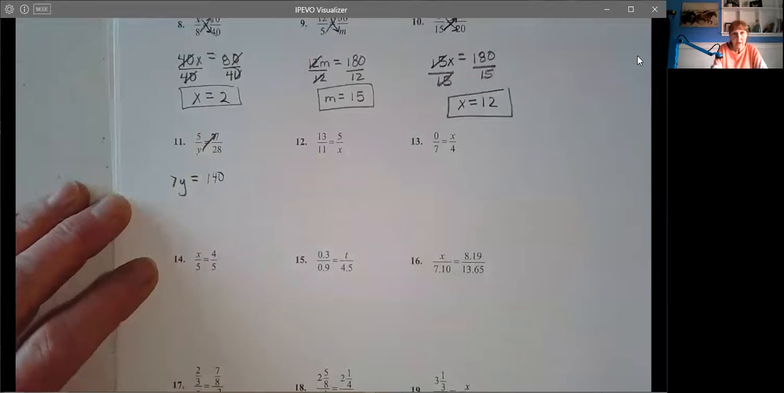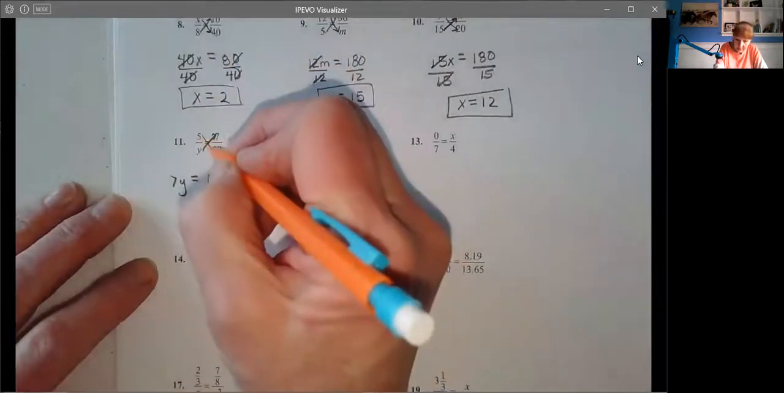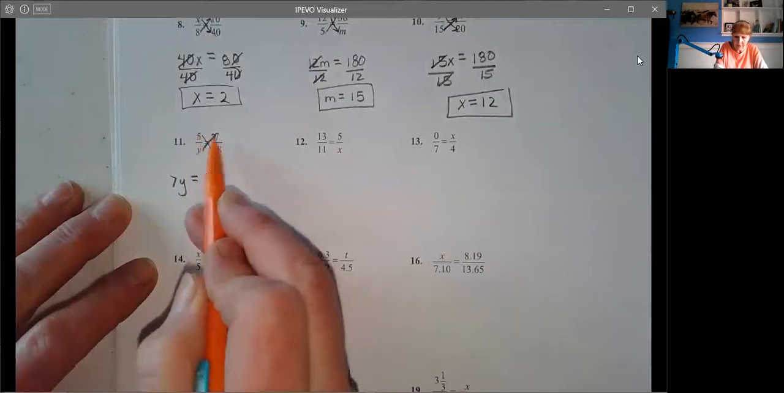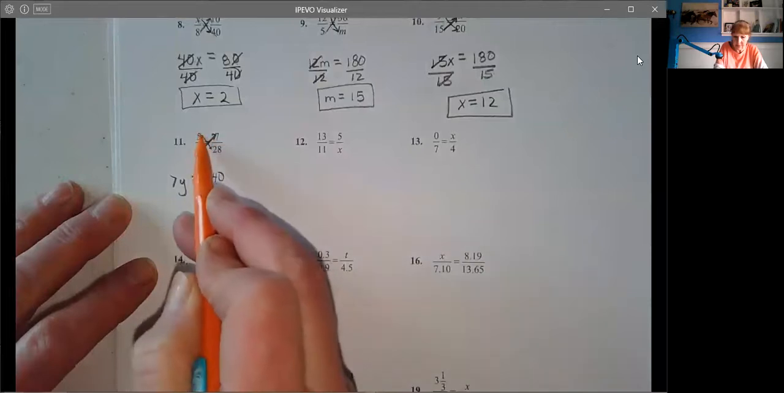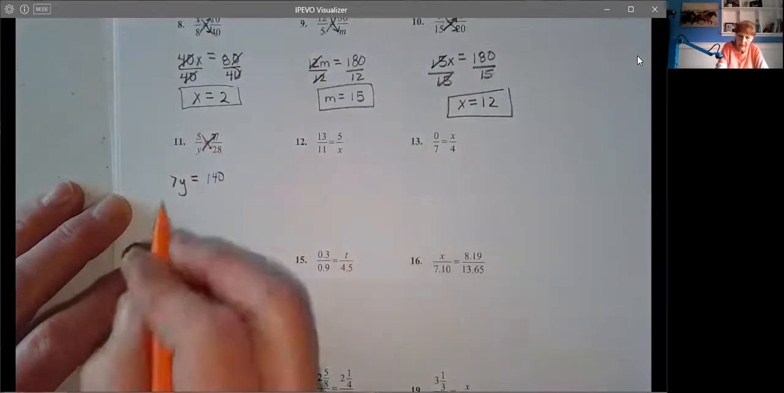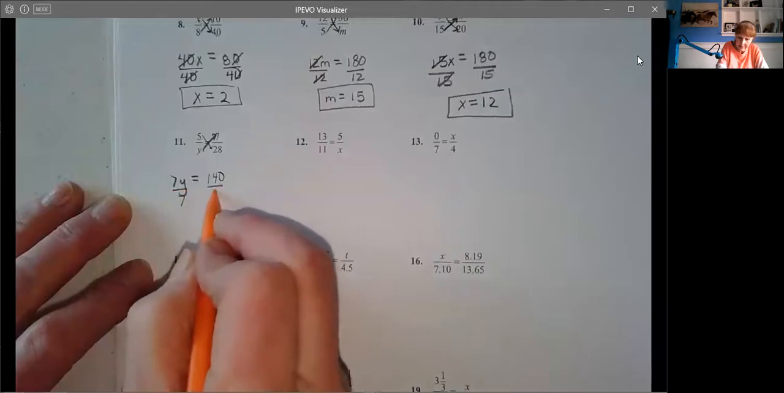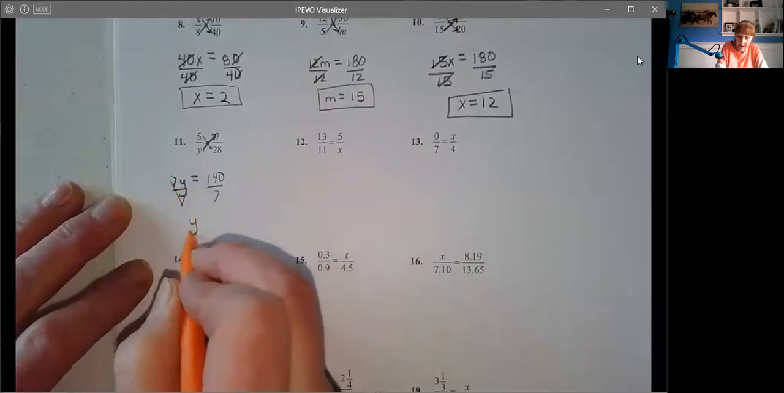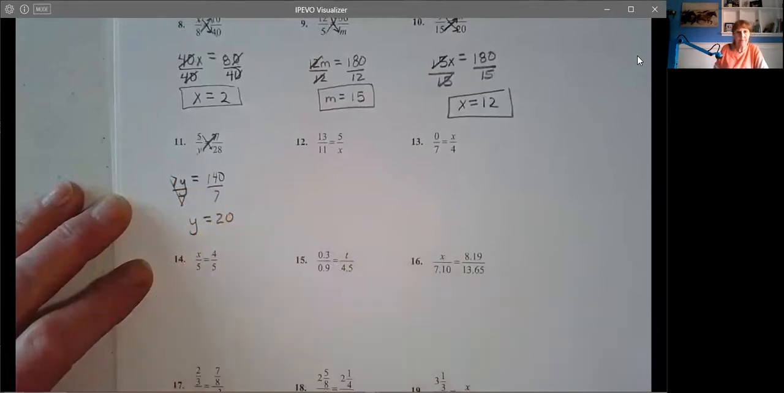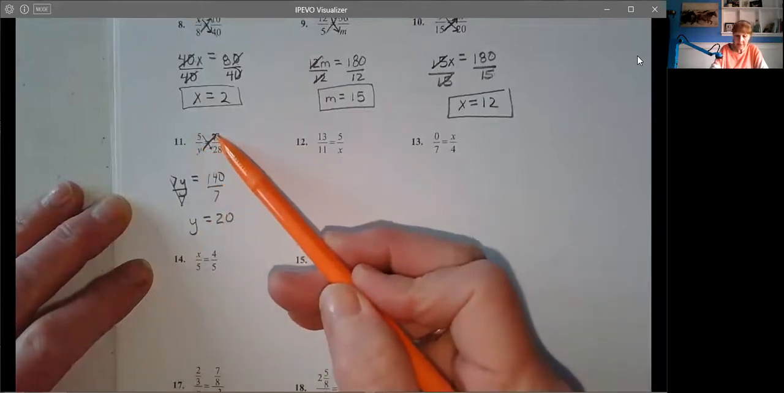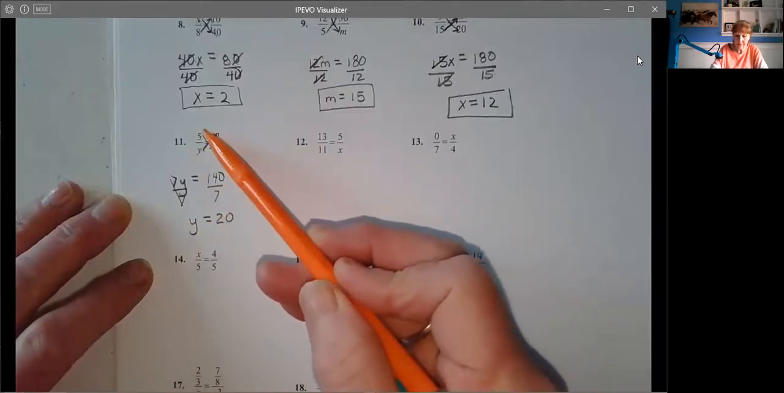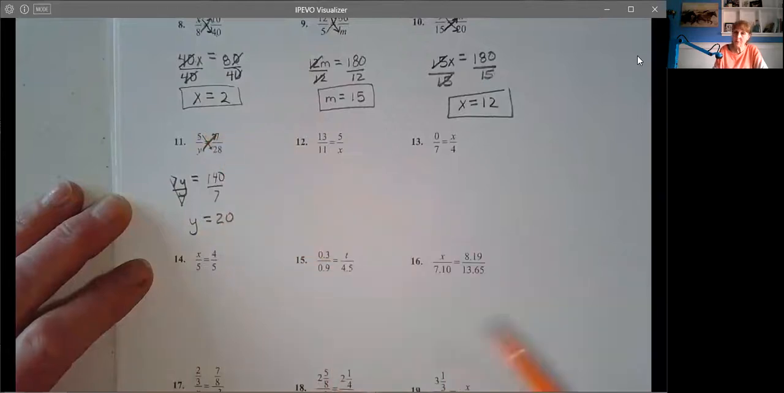140. Then, because I've done my cross products, they're equal. This product is equal to this product. Divide by 7, y equals 20. So I'm saying 20 times 7 will equal 5 times 28. They're proportional. These ratios are proportional. It means they're the same size, they just look different.